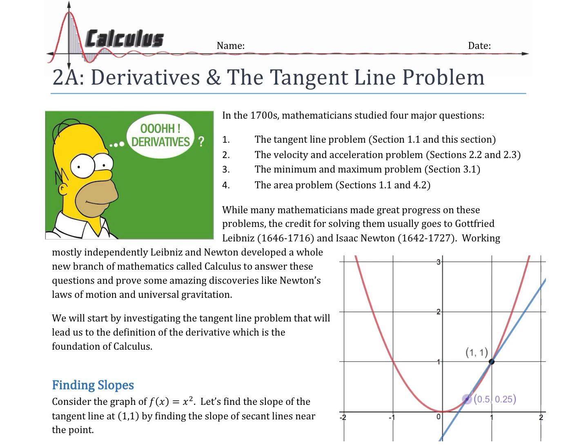So back in the 1700s and the late 1600s, mathematicians were studying four major problems. First one was the tangent line problem. How do we find the slope of a tangent line? And then that kind of correlated with the velocity and acceleration problem. How do we find instantaneous velocity and instantaneous acceleration?